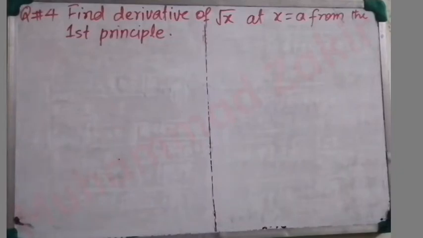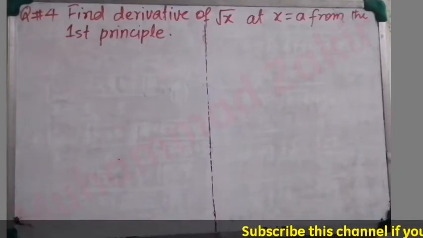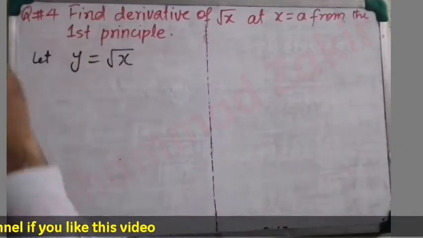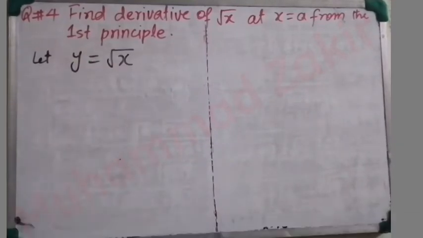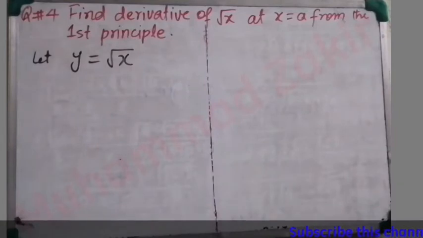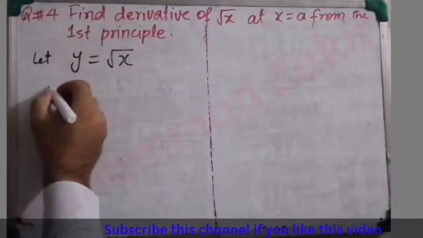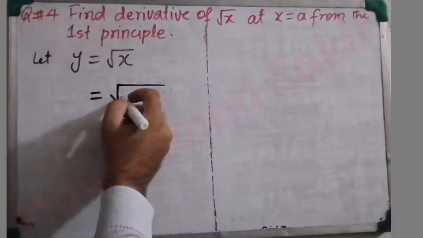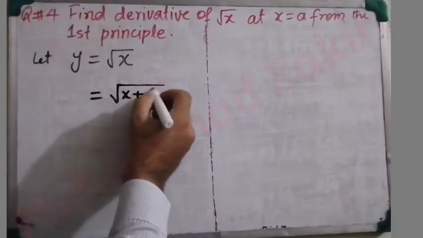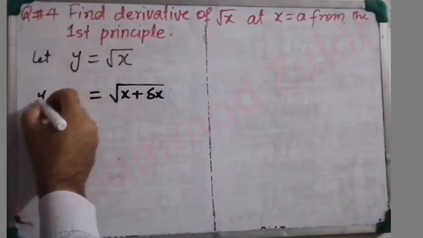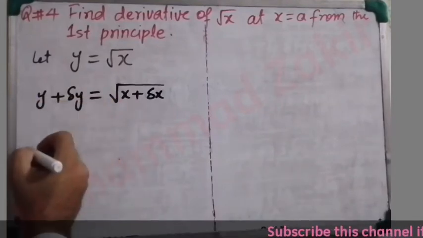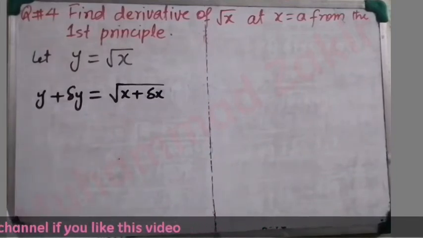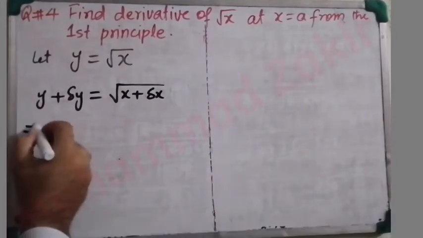First, we let y is equal to square root x. And then there will be an increment in x. Increment in x is denoted by delta x. So delta x will be added. It means x has increased or maybe decreased by the value called delta x. That makes change in y also, as we know that y is dependent on x. X changes, so does y.